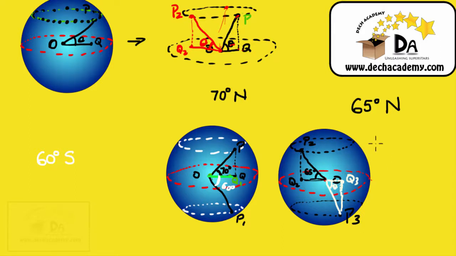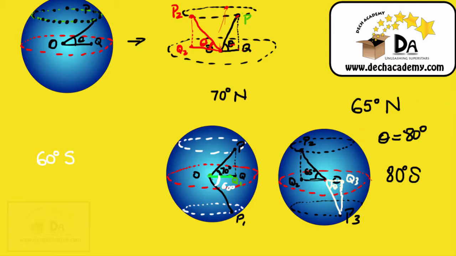Let's say this angle, I just wrote theta there. Let's say that angle is 80 degrees. The latitude of point P3 will be 80 degrees south, because point P3 lies to the south of the equator.